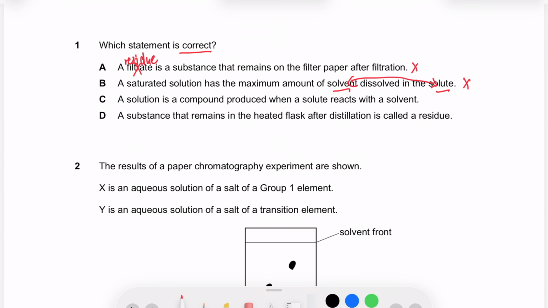C: A solution is a compound produced when a solute reacts with a solvent. This one seems okay. Maybe 50-50 for now. D: A substance that remains in a heated flask after distillation is called a residue. This one, actually 50-50, let me see. So it's either C or D. A and B definitely are wrong.